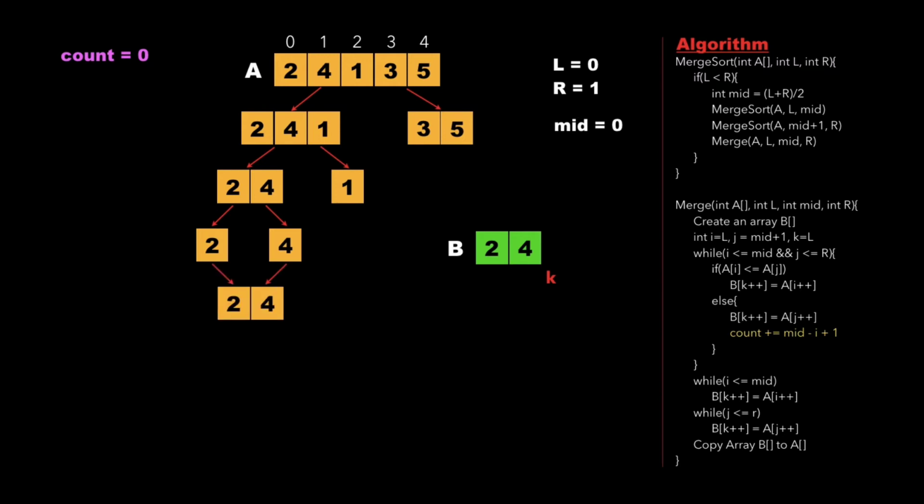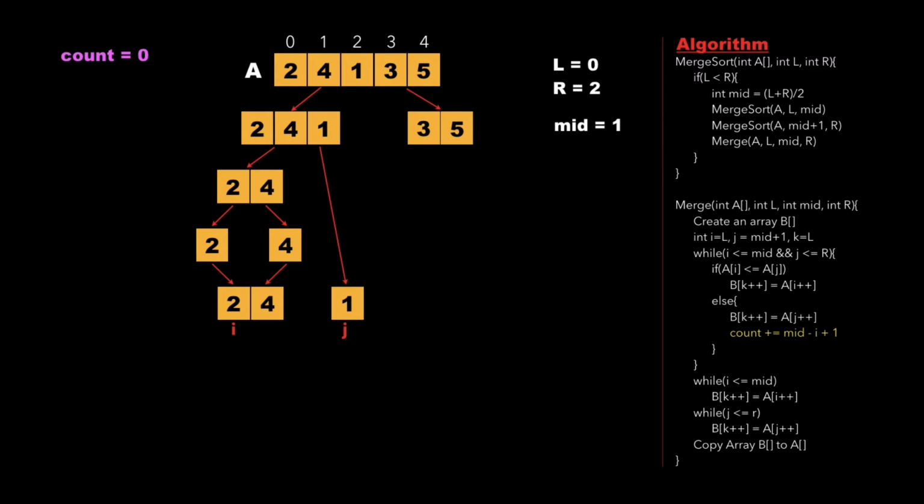So we got the first sorted subarray as 2 and 4, and then we return to the original call of the function where we had two subarrays, namely 2, 4 and 1. So again we call the merge function for these two subarrays, namely 2, 4 and 1.